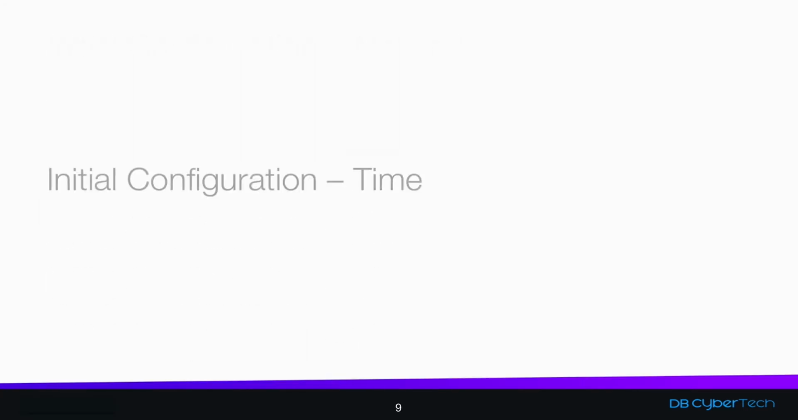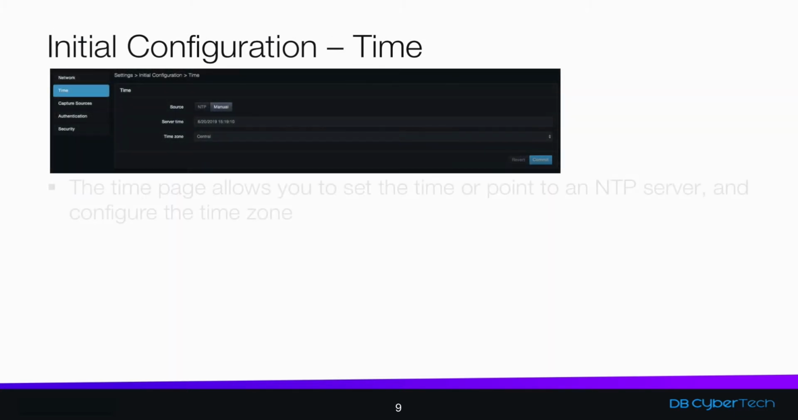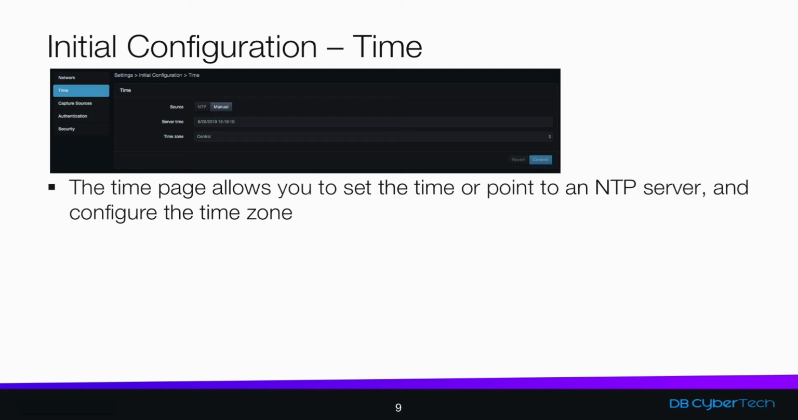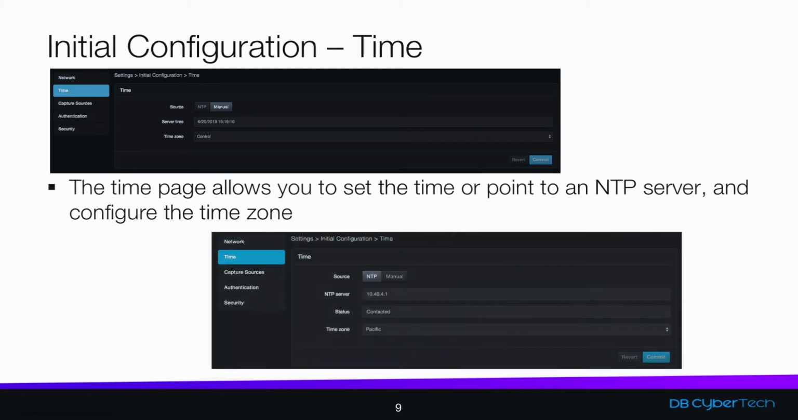The next button, Time, allows you to assign an NTP server and set the time zone the system is located in. The system defaults to American Central Standard Time. Note that any change to this information will require a system reboot to implement.